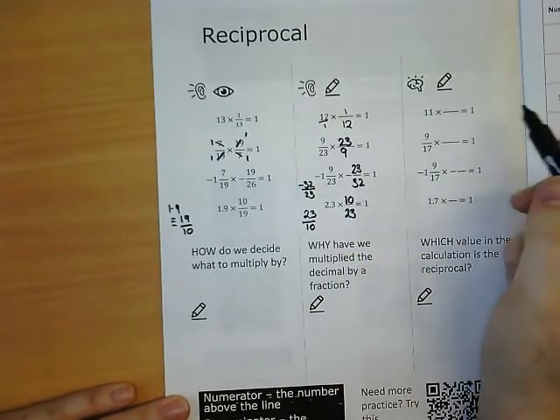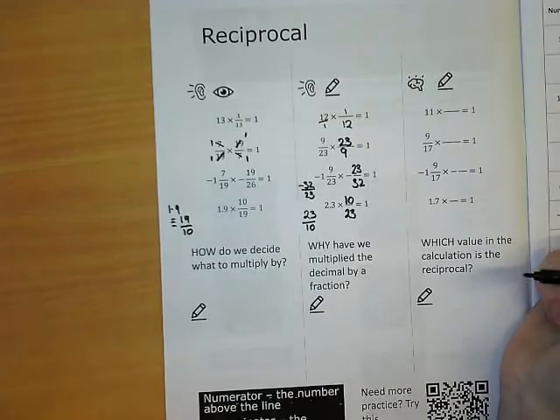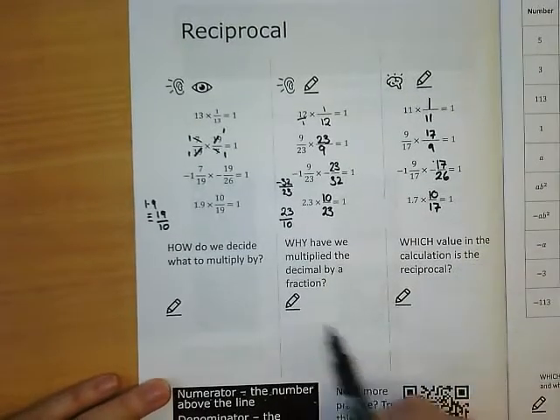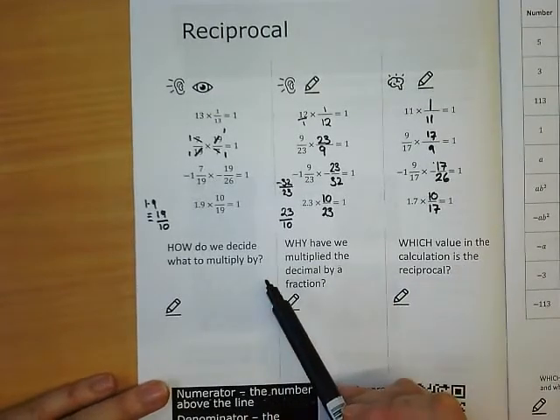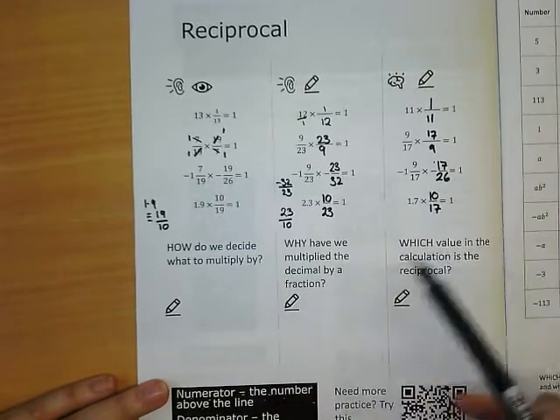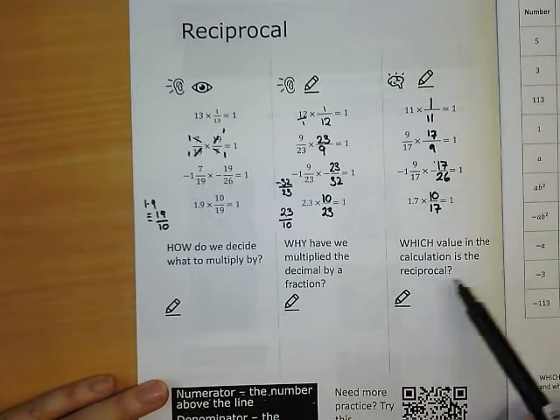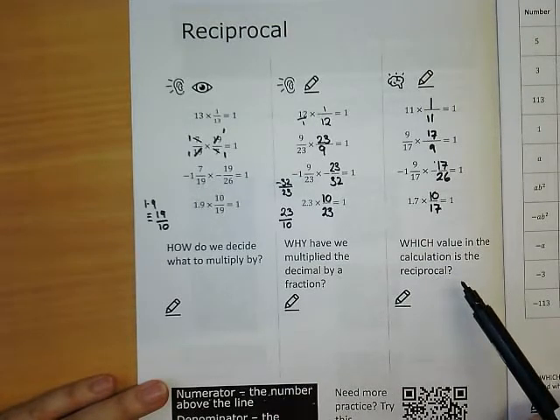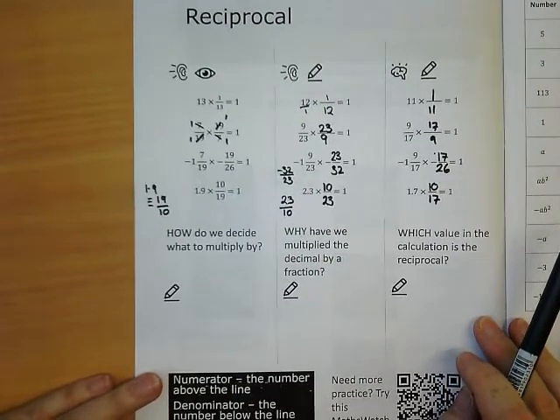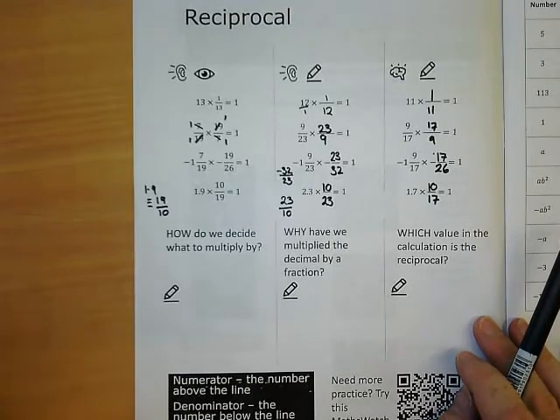Now pause the video and have a go at these ones on your own. Did you get these answers? If you didn't, go back, rewatch the video and see if you can see where you went wrong. Now we're going to answer these questions. How do we decide what to multiply by? Why, on these bottom ones, did we multiply a decimal by a fraction? And which value in the calculation is the reciprocal? So pause the video, have a think, and I will share my answers with you in a moment.